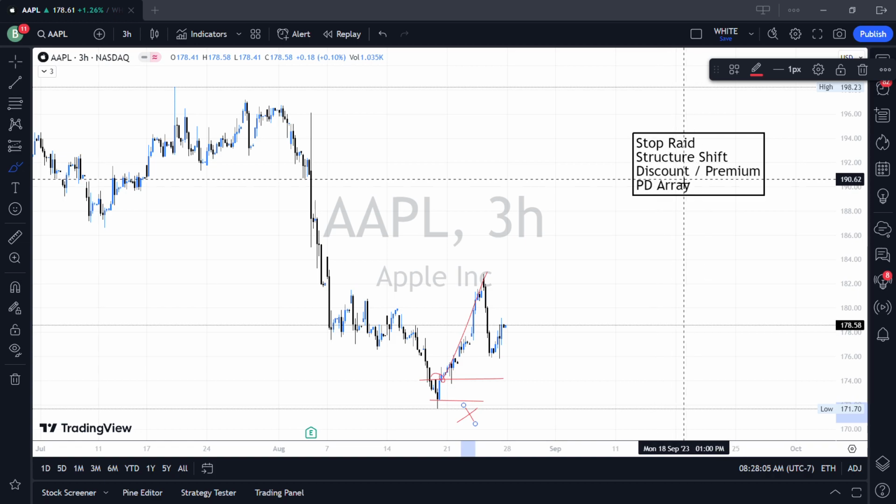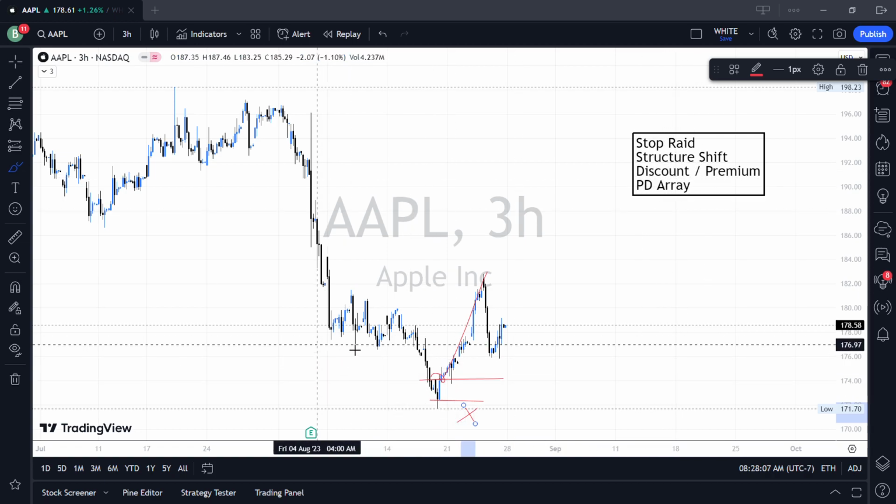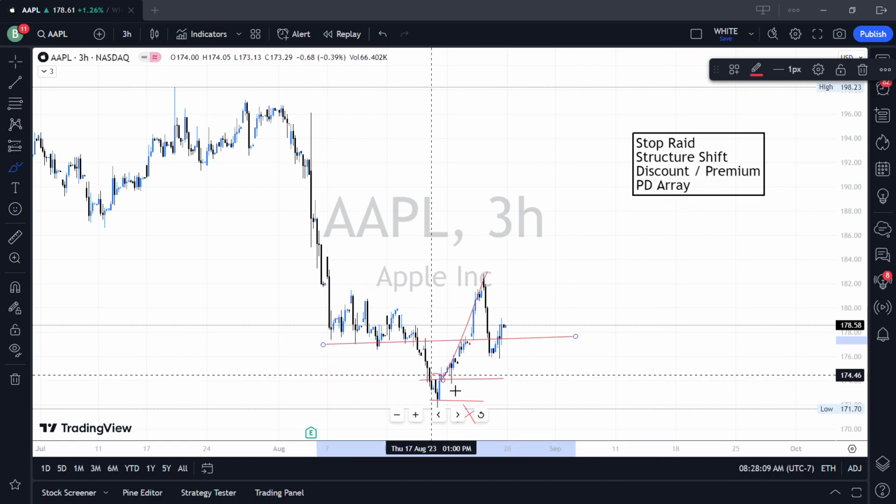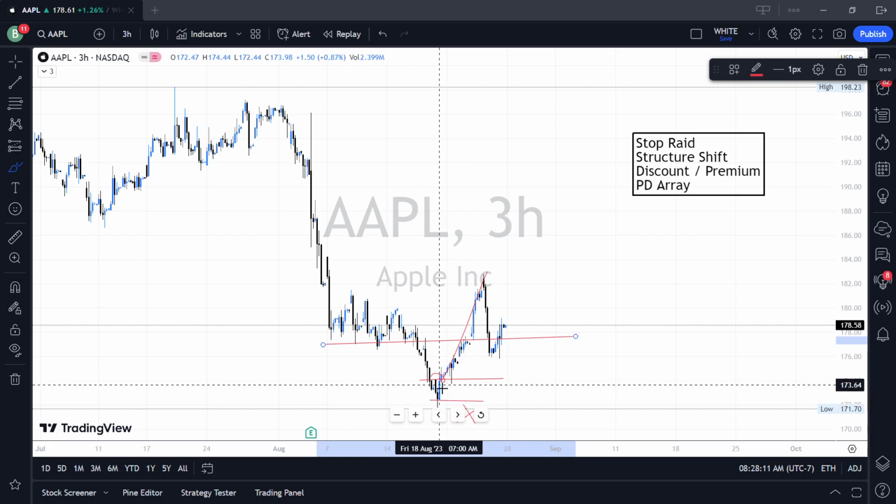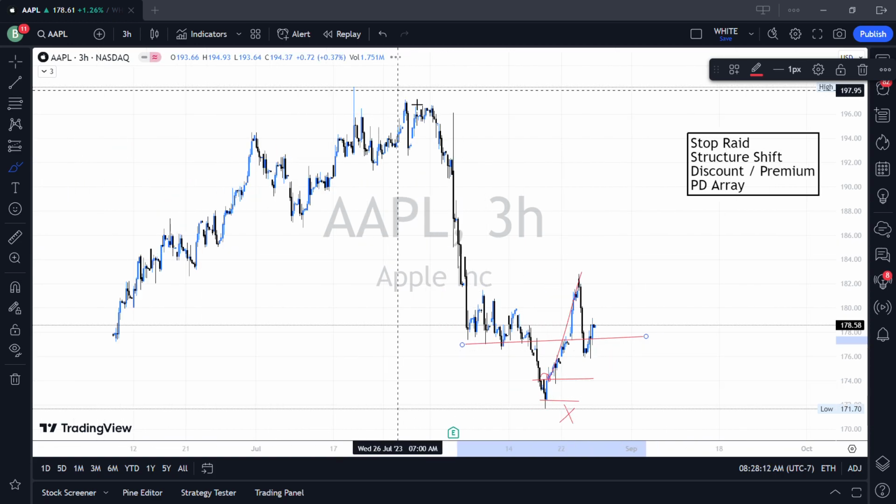This is also a discount price. If you can see, anyone who has been buying for this entire week, this is a discounted price, and up here was a premium price.